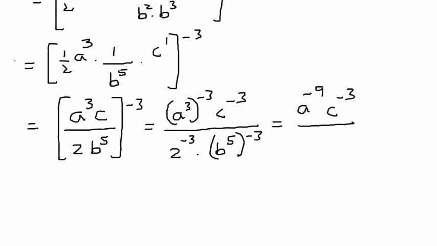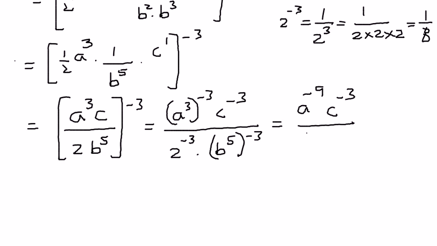Let me state that here. I'm going to write here 2 to the power of -3. I can write as 1 over 2 to the power of 3. Therefore 1 over 2 times 2 times 2. 2 times 2 is 4. 4 times 2 is 8. So 2 to the power of -3 I can write as 1 over 8, and then b to the power of 5 times -3 will be -15.